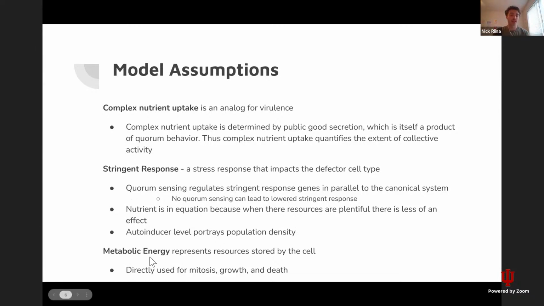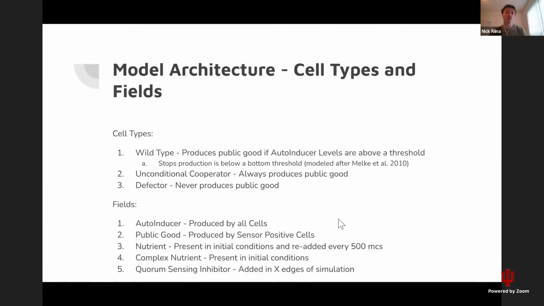And then the last assumption, and a pretty big part of our model, is the metabolic energy, which just represents the resources that are stored by the cell. It will be used for mitosis. You need enough metabolic energy, obviously, to divide into two cells. Our growth is proportional to how much energy you have saved up. Of course, it takes up metabolic energy as well. And then if you run out, you die. So yes, those are our model assumptions.